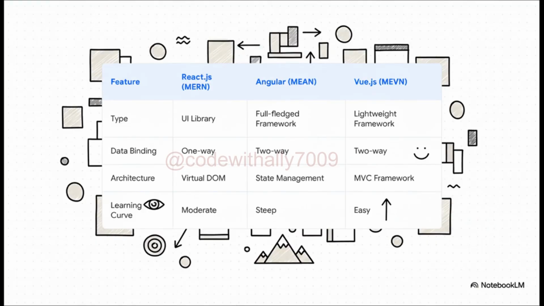Let's break them down. Think of Angular, the A in MEAN, as a complete all-in-one toolbox. It comes with everything you need, and it has a very specific way it wants you to build things. It's structured, it's comprehensive. Then you have React, the R in MERN. React is less of a full toolbox and more of a specialized, powerful tool. It's a library that focuses just on building the user interface, giving you the freedom to pick and choose your other tools. And then there's Vue, the V in MEVN. Vue is kind of the best of both worlds.